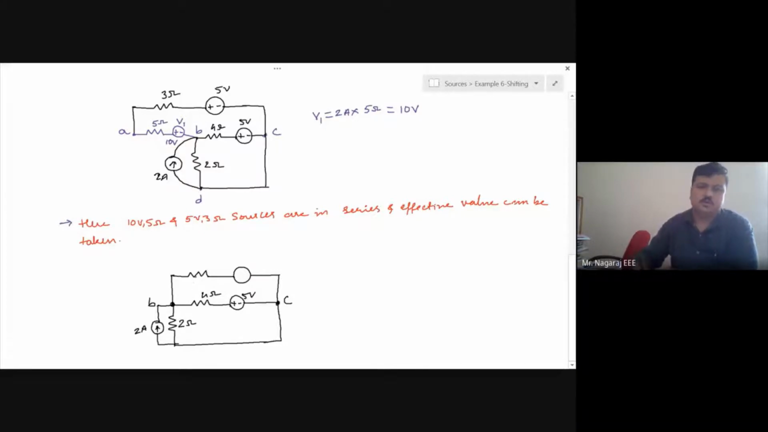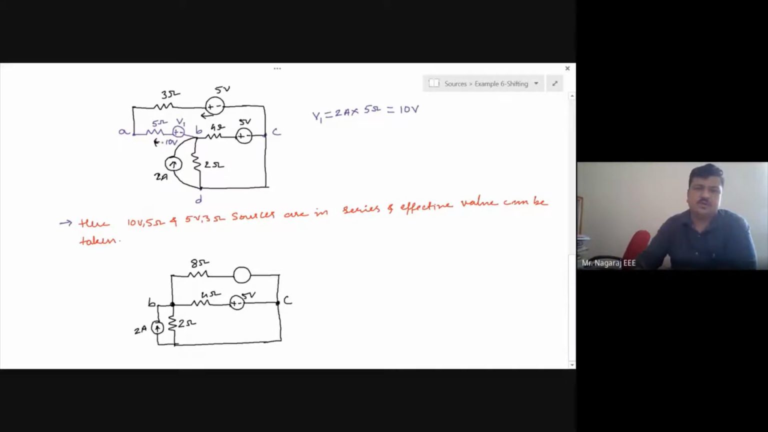Now this resistor is the sum of the two internal resistances, 5 ohm and 3 ohm. So this is 8 ohms. And this voltage source is the effective value of 10 volts and 5 volts. Observe here, 10 volt and 5 volt are opposing each other. It appears that both are in the same direction towards left, but that is not the case.